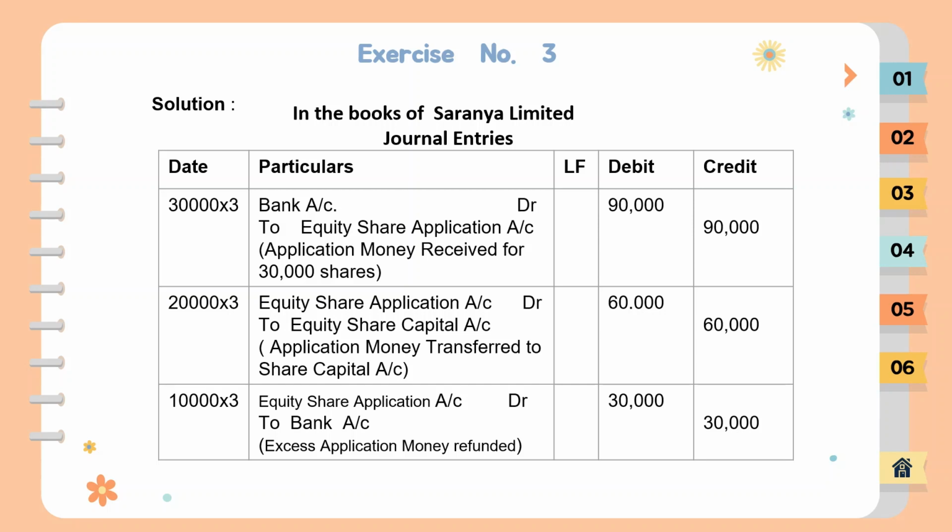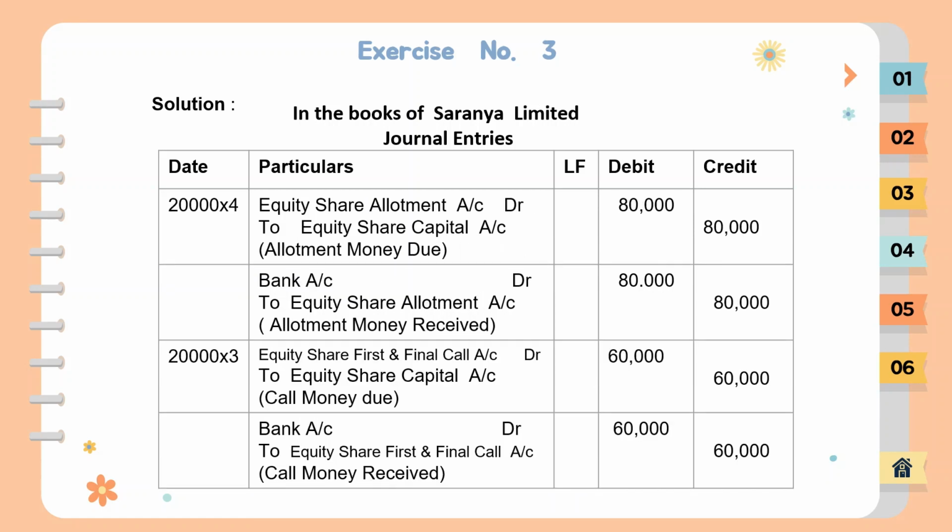So the first entry will be written reciprocally in this stage: equity share application account debit to bank account. The excess money is rejected. Now the remaining will be calculated for 20,000 only, that is the shares offered or issued shares. 20,000 into 4 rupees, the allotment money. So equity share allotment to equity share capital, bank account debit to equity share allotment, and next, for 3 rupees, 20,000 into 3, equity share first and final call to equity share capital, and the bank entry you have to pass like this.